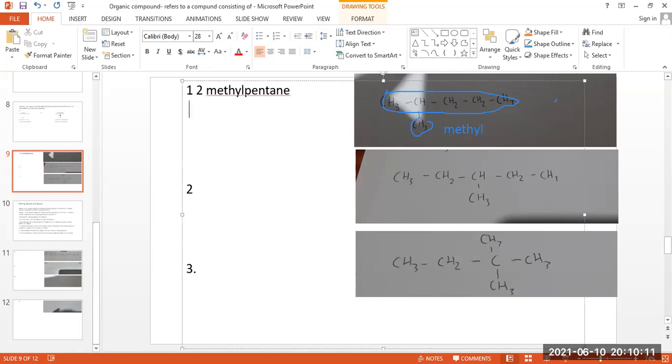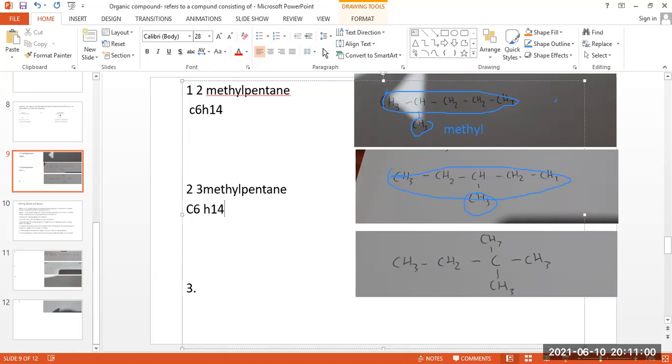The formula is C6H14. Sorry. The formula is C6H14. And we name this one; it has one branch only. It's easy to name. So the name is 3-methylpentane. The formula is also the same, C6H14.